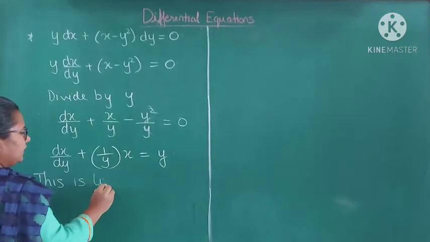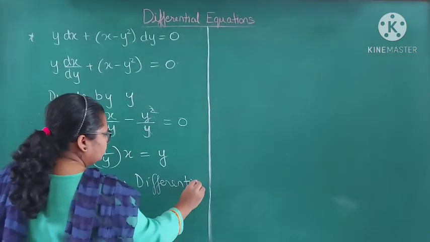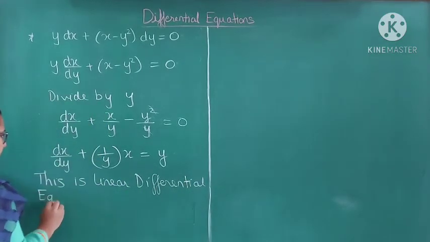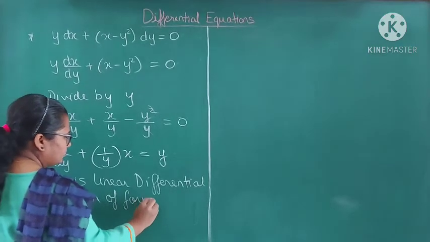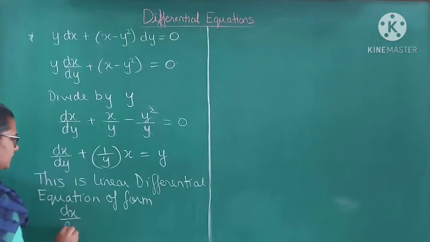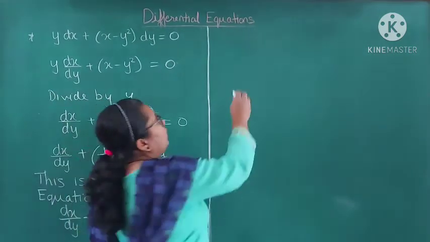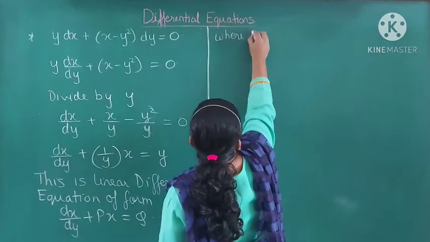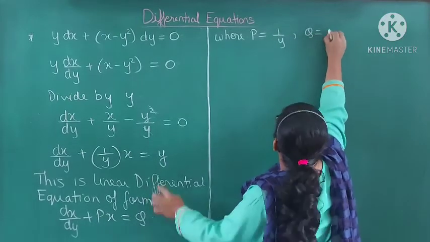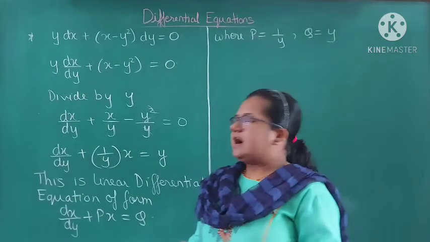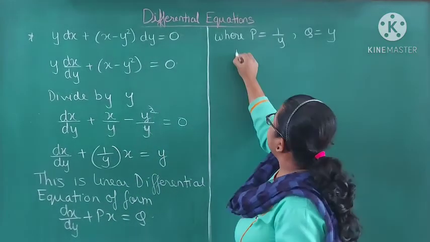So this is a linear differential equation of the form dx upon dy plus t into x equal to q, where t is equal to 1 upon y and q is equal to 1. Yes. Now after converting to the linear differential form, what we have to do is find the integrating factor.